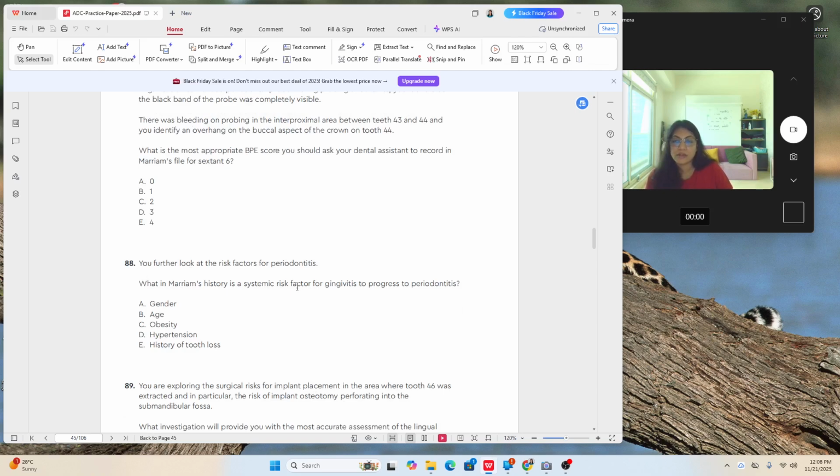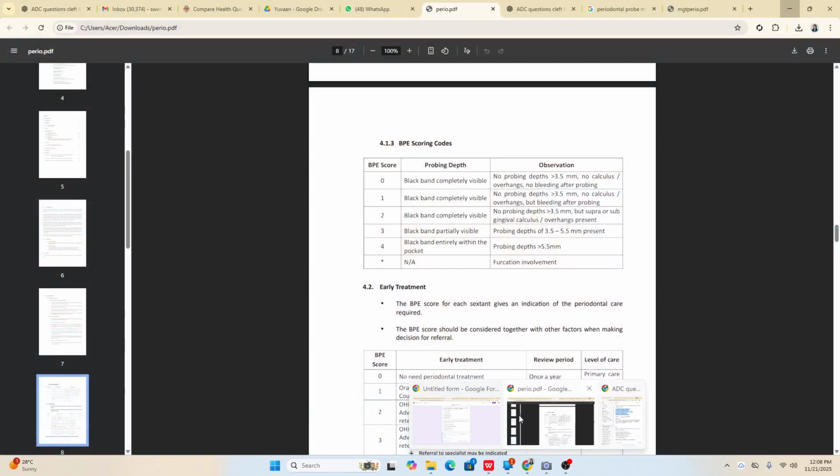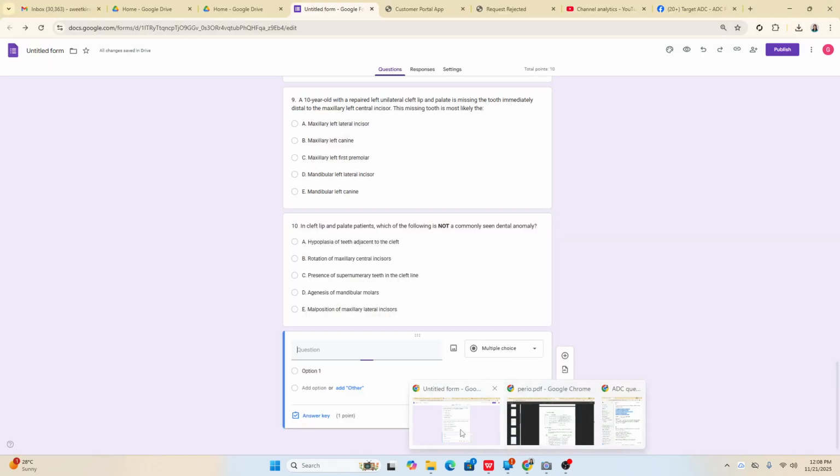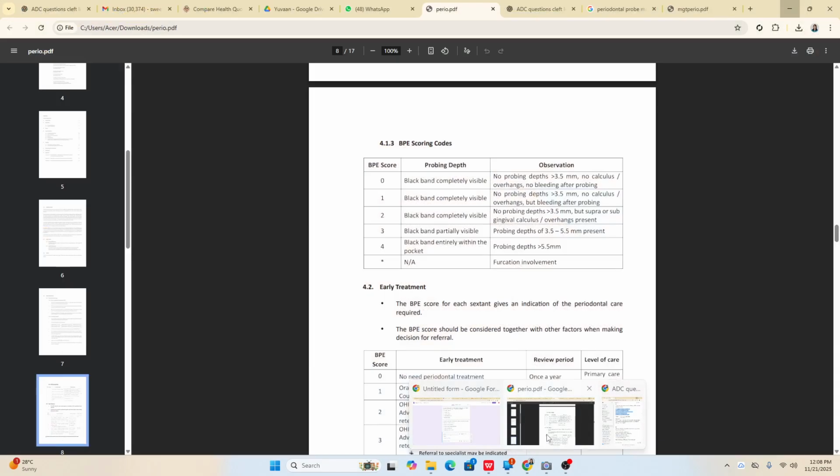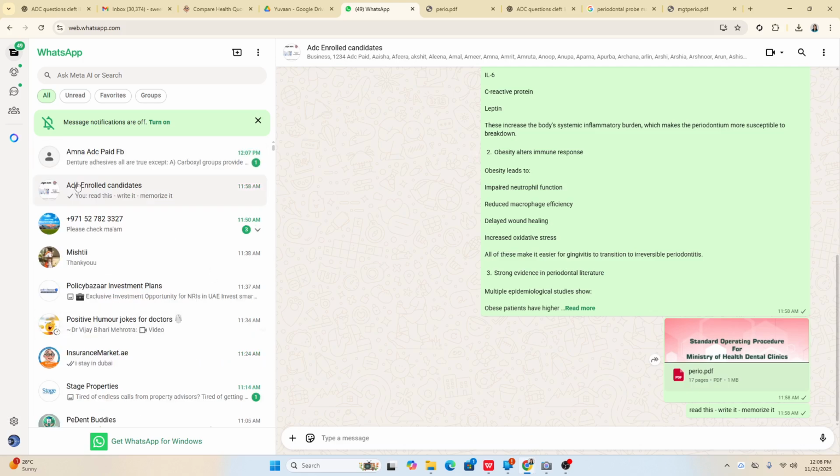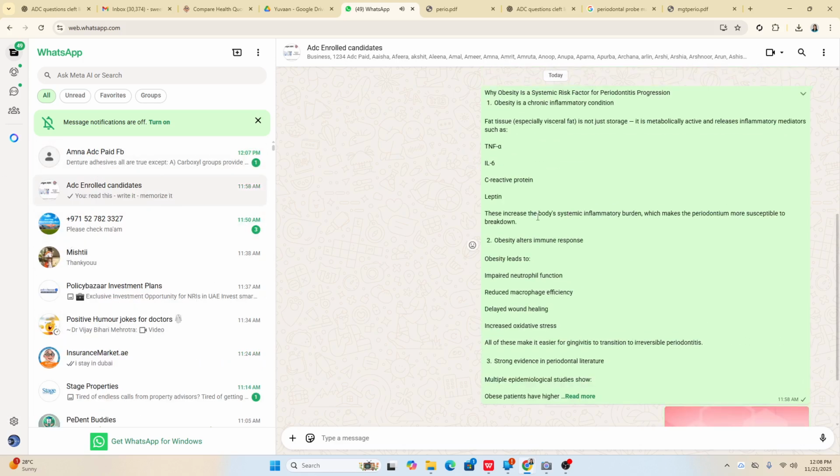What in Mariam's history is a systemic risk factor for gingivitis progression to periodontitis? I just shared this with my group. Let me open that so you understand. Yeah, this is my ADC enrolled candidates group and I've just shared this. Why obesity is a systemic risk factor for periodontal progression. So I've mentioned this in detail.